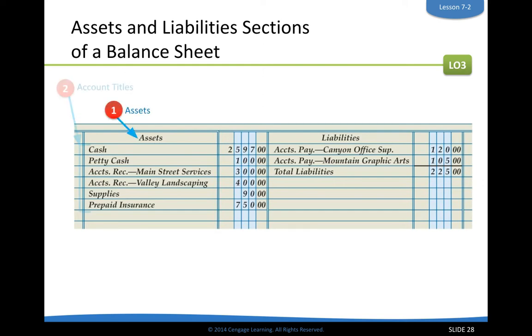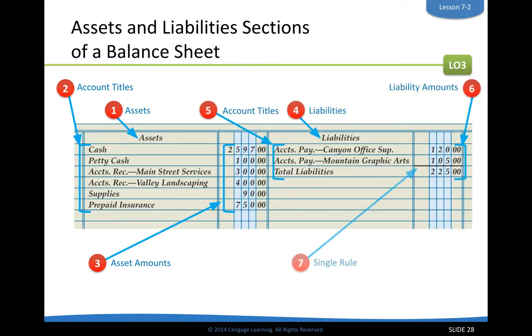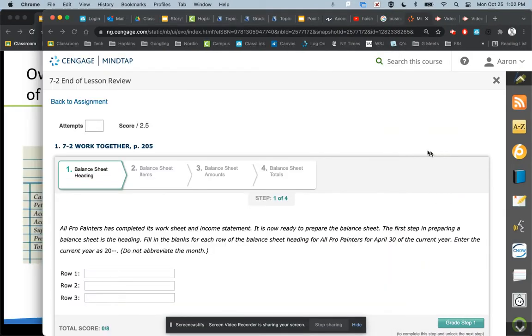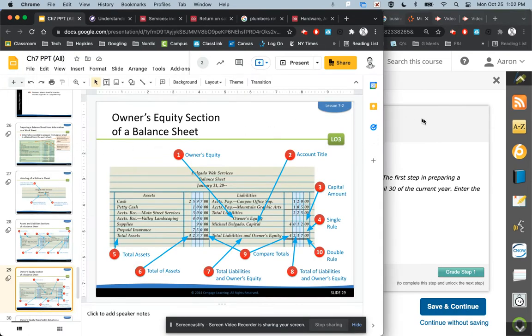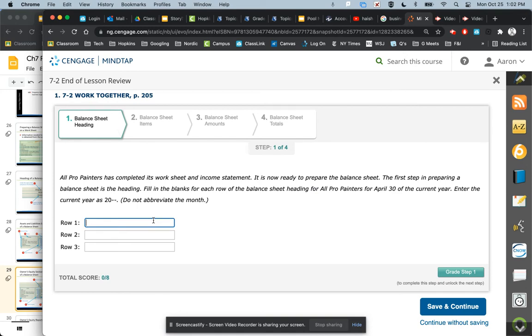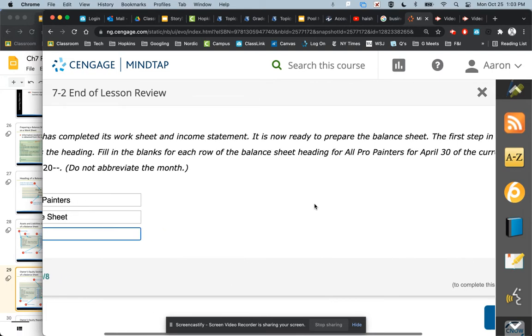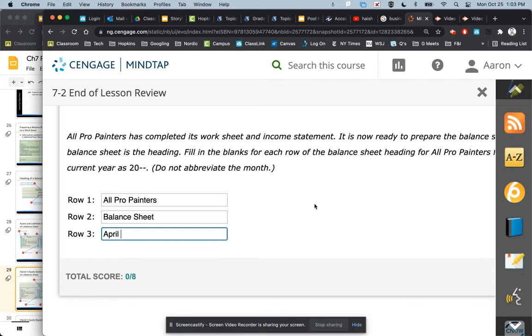The big thing that we'll look at is assets on the left, liabilities and owner's equity on the right. We have to make sure that, just like our accounting equation always said, assets equals liabilities plus owner's equity. So we're always going to try to get to the point where those two things equal themselves. Just to go through real quick, we are going to prepare this for All Pro Painters. The title of the document is balance sheet, and we're going to be looking at this on April 30th, April 30 of 20 whatever.